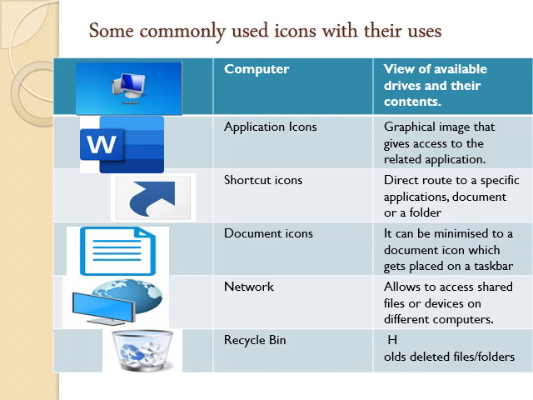Document icon. The active document window of an application can be minimized to a document icon which gets placed on the taskbar. You can restore the document window by clicking on the document icon. Network. This allows you to access the shared files or devices on different computers in a networked environment.